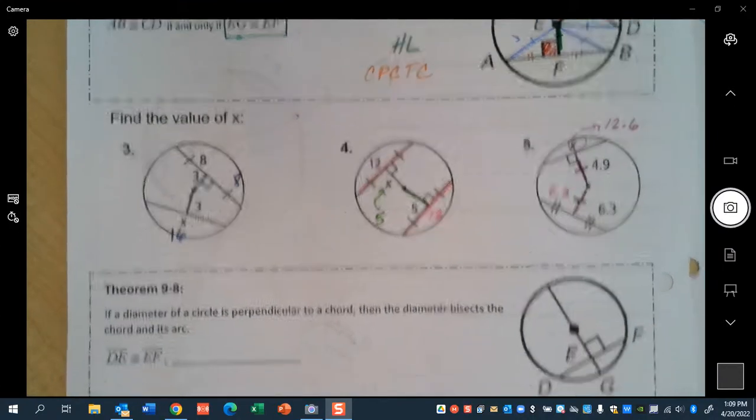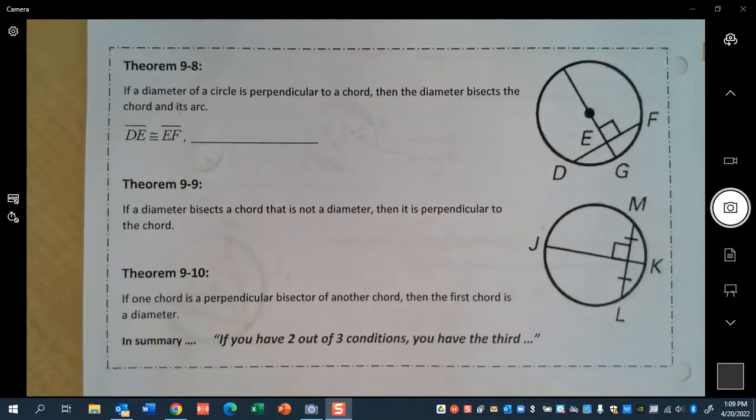All right, here's our last new idea for today. Are your brains full? It's okay, it's good for you.